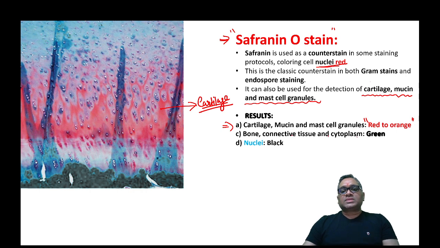Bone, connective tissue and cytoplasm will be green. So here you can see bone or connective tissue or cytoplasm will be green in appearance, and nuclei will be black in color. So now you understand safranin O stain is for cartilage, mucin, mast cell granules, and they all will be red to orange in appearance, right?